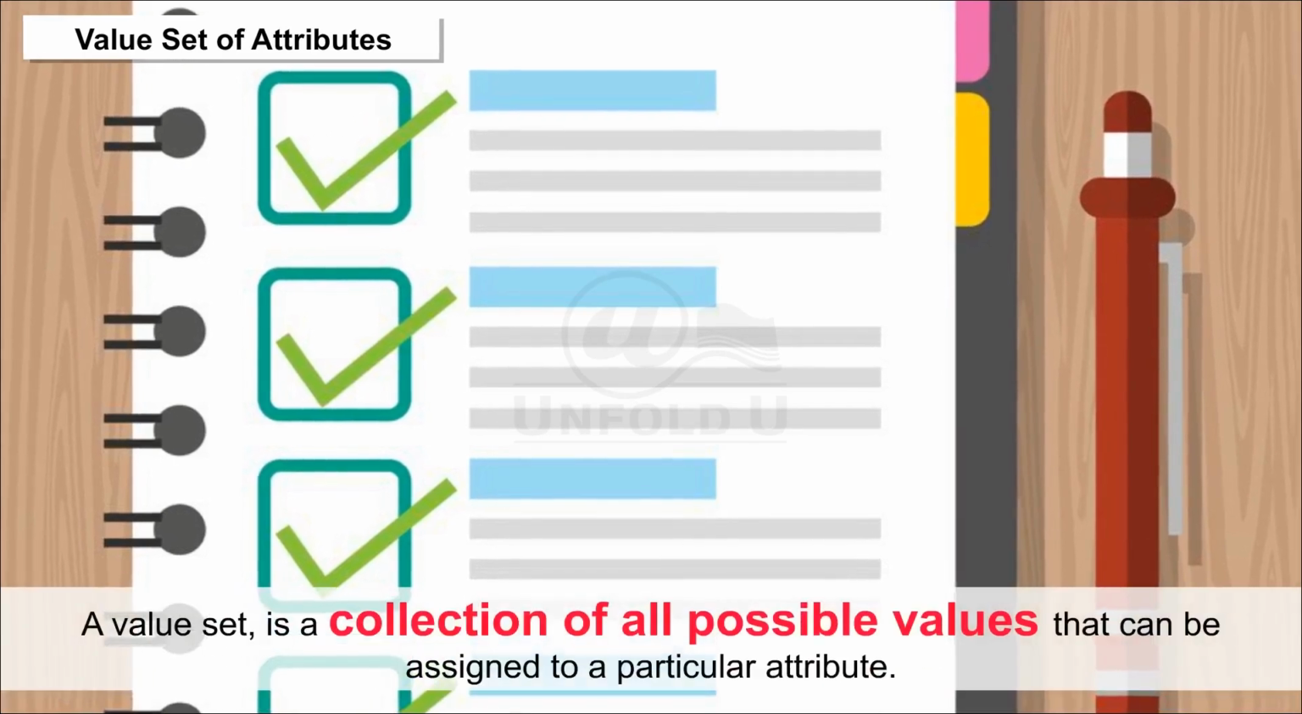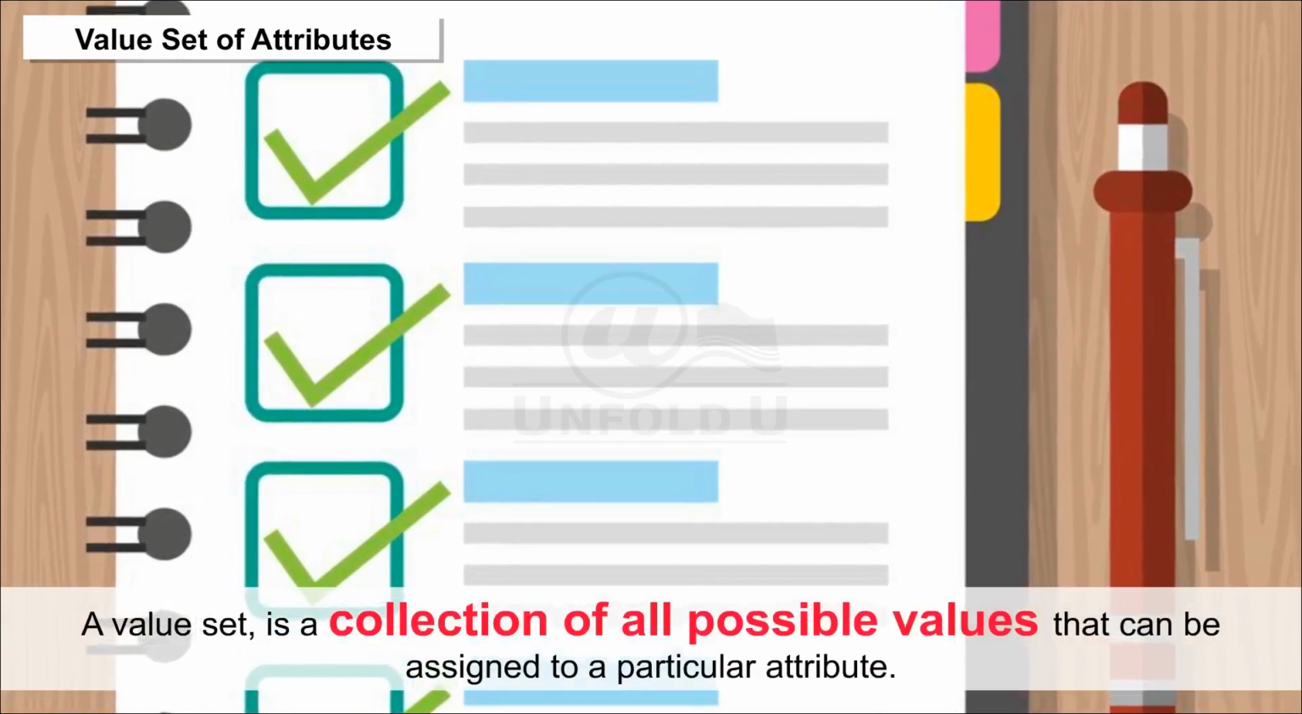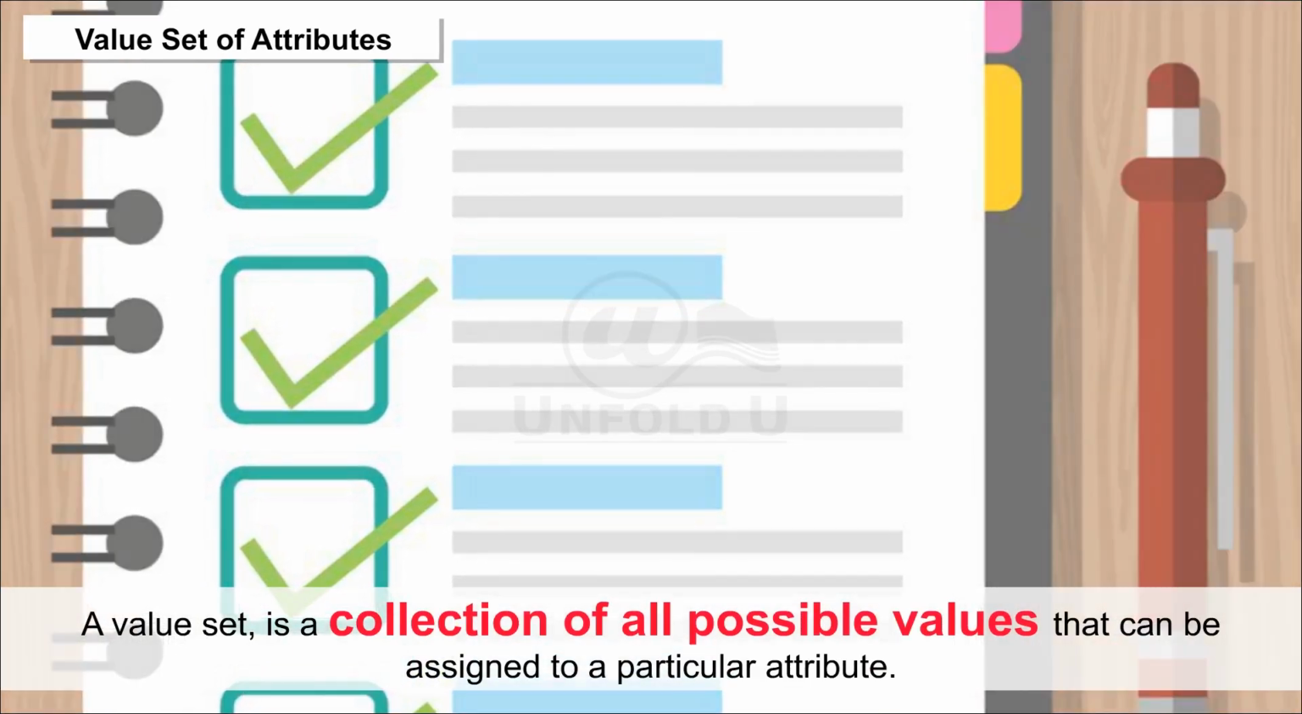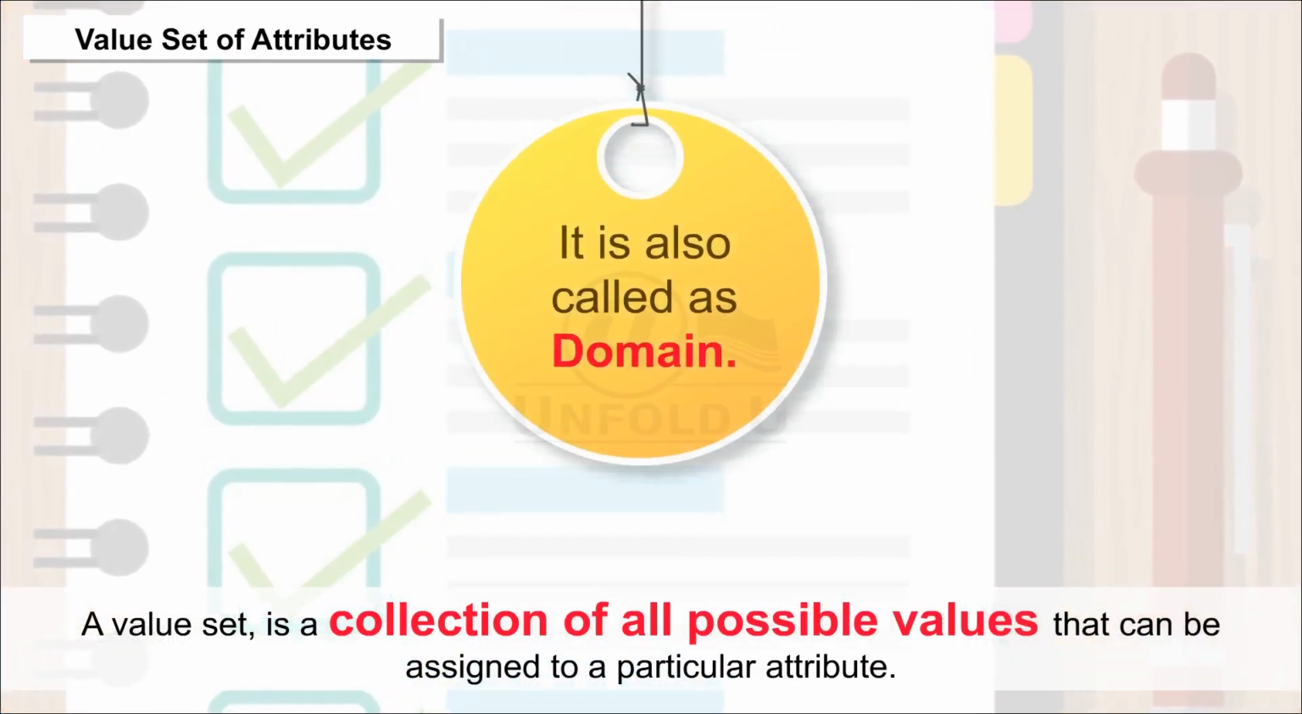Value set of attributes. A value set is a collection of all possible values that can be assigned to a particular attribute. It is also called as domain.